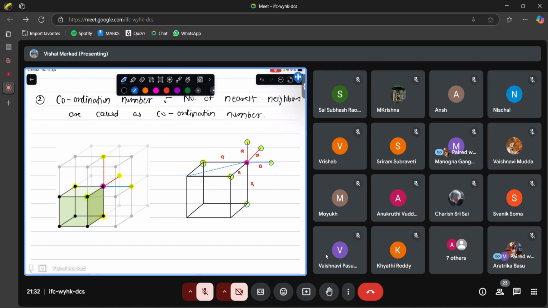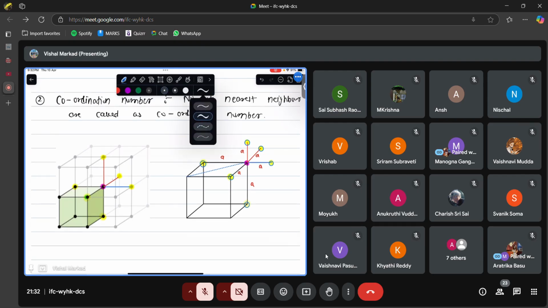This is the face diagonal, right? Now here, let's say I'm considering this as the green one. This face diagonal has a fixed value, and the distance is root 2a. We'll see how it comes in the FCC. The distance between this pink one and this green one, how much distance is there? Root 2a. Pink one and the yellow one, what is the distance? A. Clear this thing?